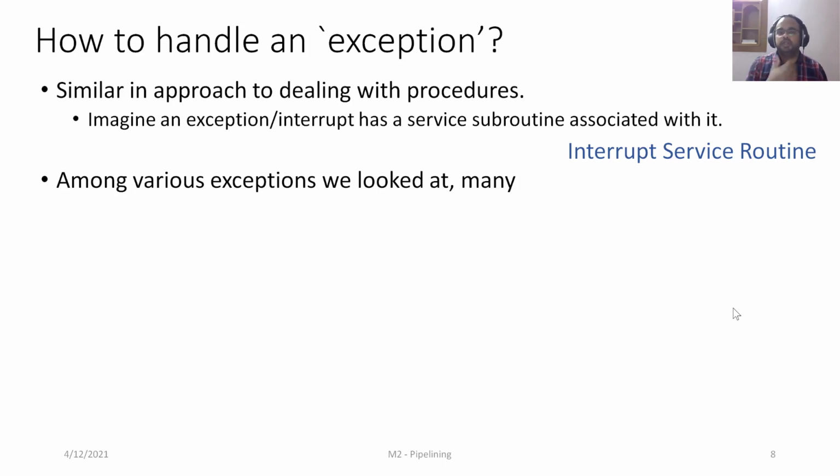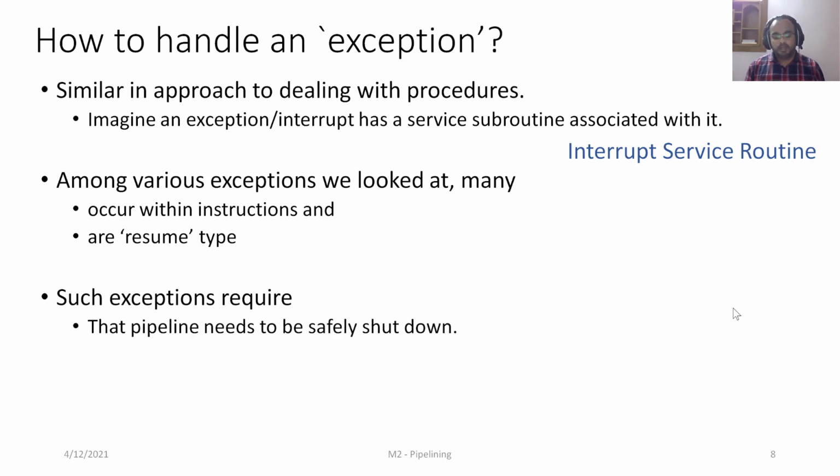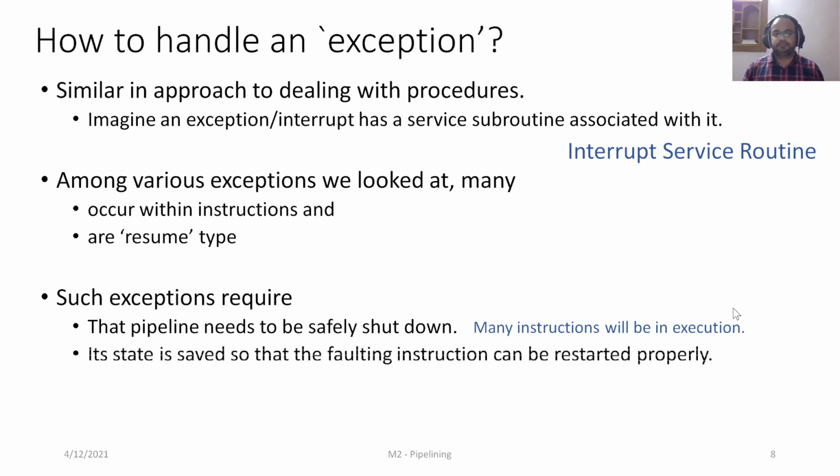Among all the exceptions that we have looked at, many of them happen within instructions, and many of them are resuming type. Now, to handle such within instruction and resuming type of exceptions, the pipeline, whenever the exception shoots up, needs to be shut down safely. As you might have already guessed, there might be many instructions currently under execution. So we need to know which instruction is in which stage, and so on. That's called the state, right? We need to preserve the state, and we need to identify the instruction that has resulted in this exception, so that once the exception is resolved, we'll start from that specific instruction.